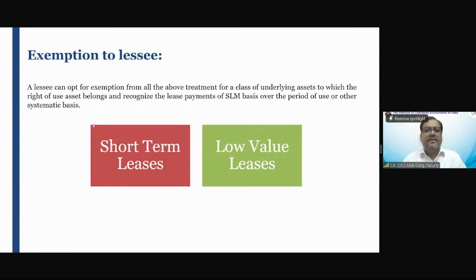Okay. So what is the short-term lease exemption? A lessee can opt for exemption from all the above treatment for a class of underlying asset to which the right of use asset belongs, and recognize the lease payment on a straight-line basis over the period of use or another systematic basis. What is meant by short-term lease exemption? Can anyone tell me the meaning of short-term lease exemption?